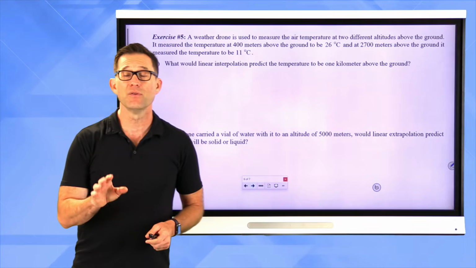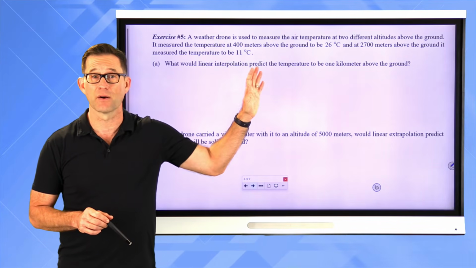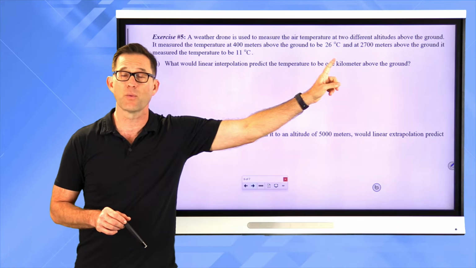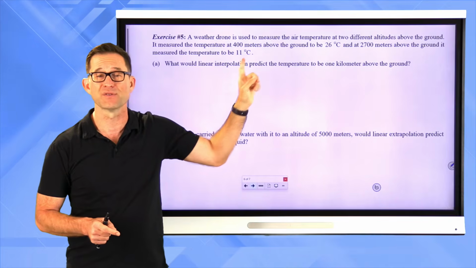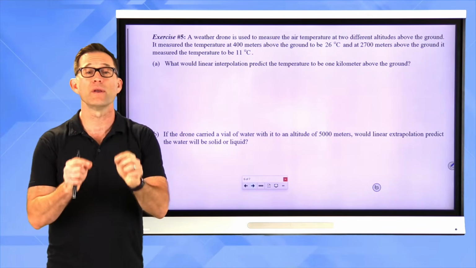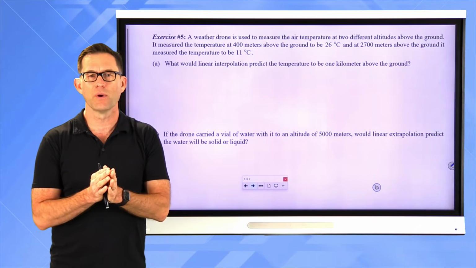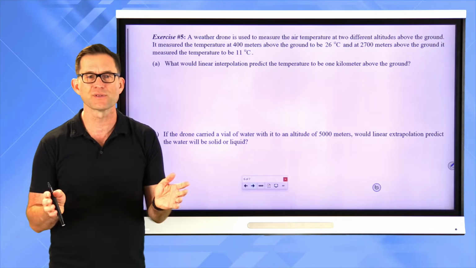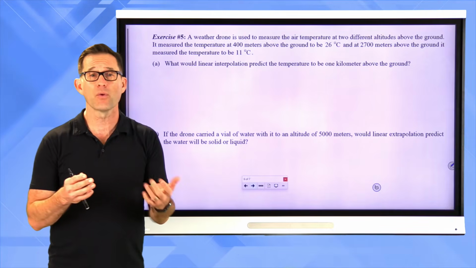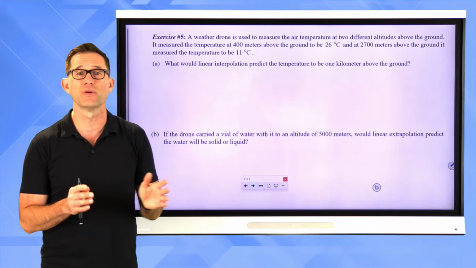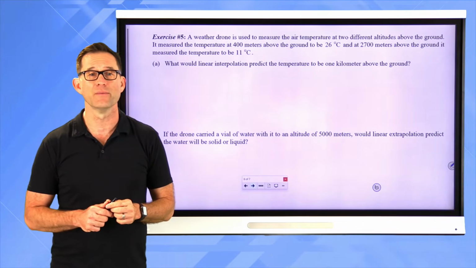Now, I'd like to have you do this on your own again, all right, but a couple things to note. One, the temperature is decreasing here, right? At 400 meters above the ground, the temperature is 26 degrees Celsius, and at 2,700 meters above the ground, the temperature is 11 degrees Celsius. That means your rate of change is going to be negative. It's also going to be very, very small, all right? So what you want to do is definitely carry quite a few decimals, or leave it exact as a fraction, if you will. Either way, see if you can predict what the temperature is 1 kilometer above the ground. Pause the video now and see what you can do.